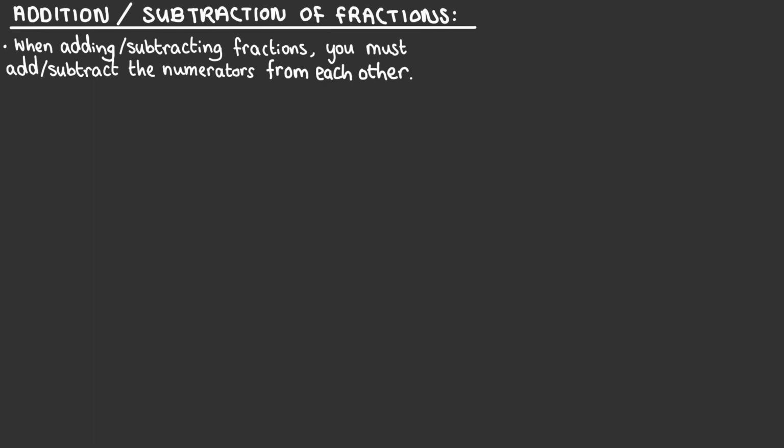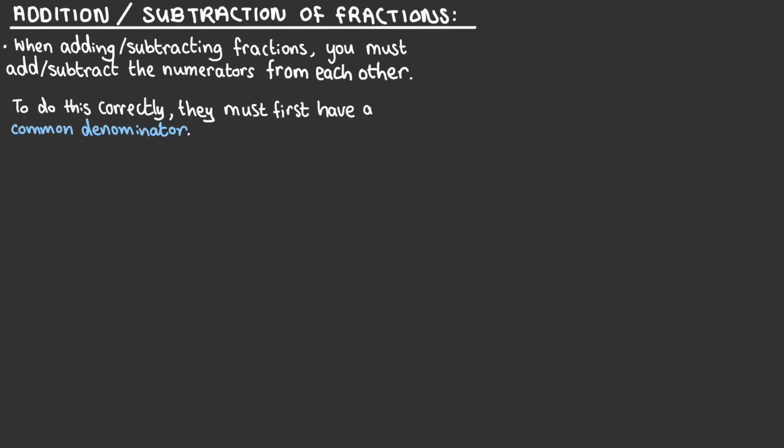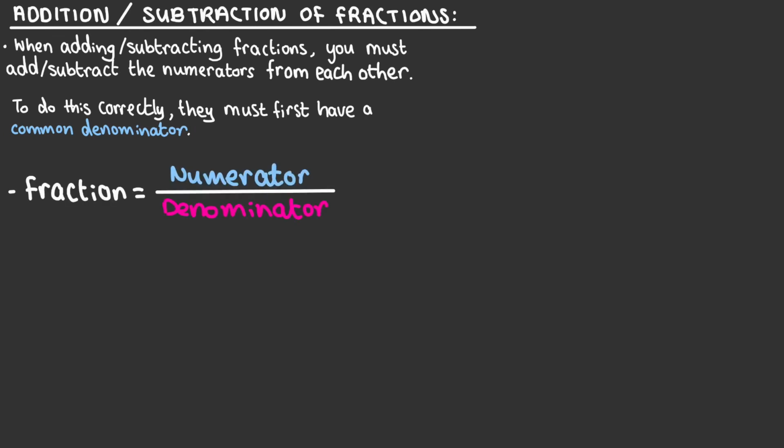Now that we have defined what fractions are, we can start looking into addition and subtraction of fractions. When we want to add or subtract fractions, we must add or subtract the numerators from each other. But in order to do this correctly, the fractions both must have a common denominator. So what is meant by this is the denominator of both fractions has to be equal. Recall that the denominator is just the number on the bottom of the fraction.